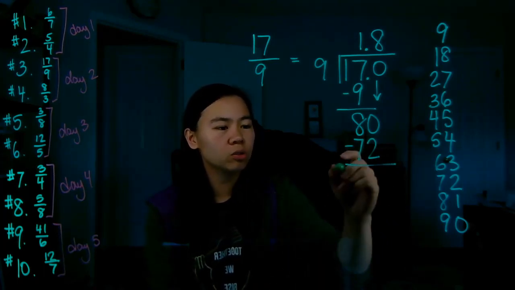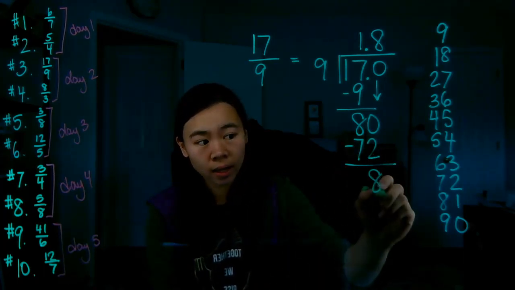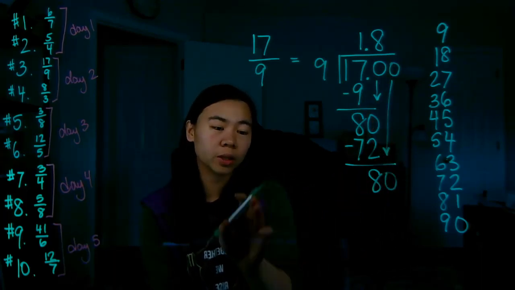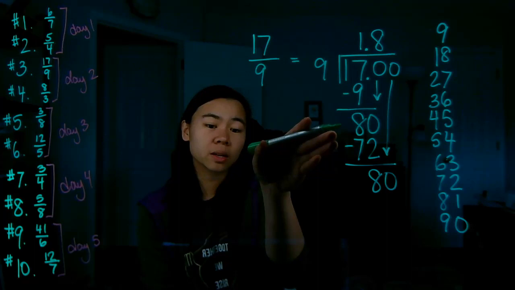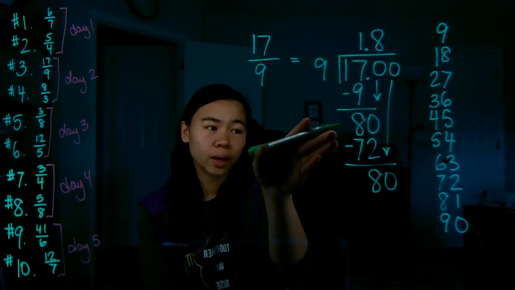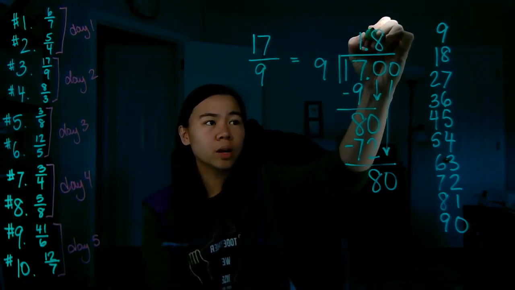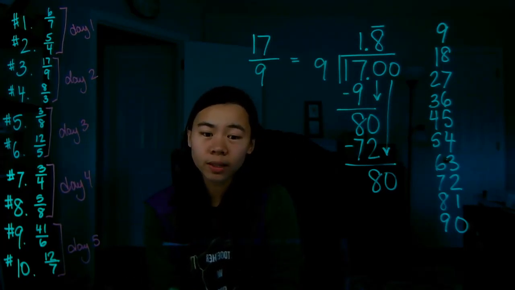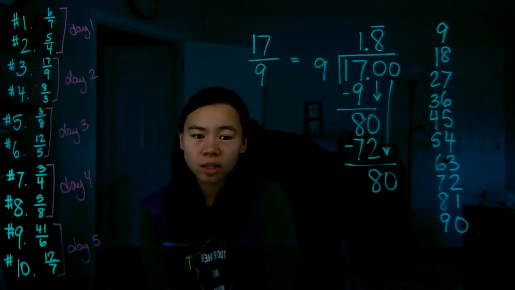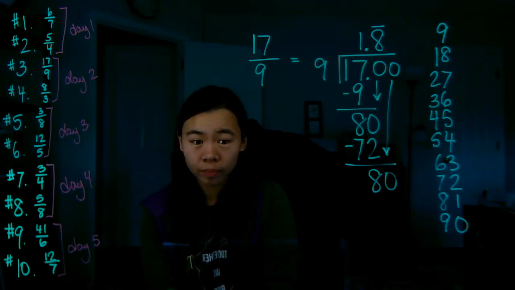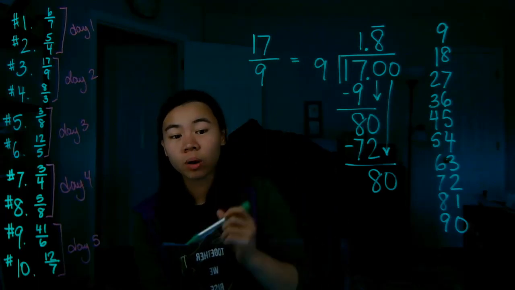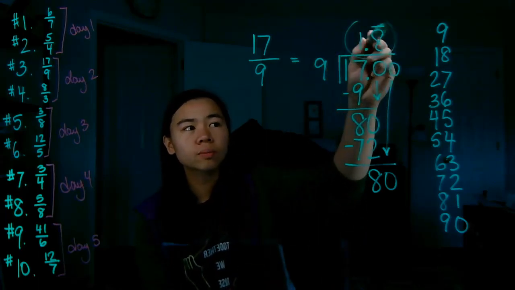80 minus 72 is 8, and you can see this is where our answer will start to repeat, because we just did how many times can 9 go into 80? 8 times. So we can go ahead and stop there. Let's put the hat on top of the 8. It tells me that the decimal 8 is what repeats. 17 ninths as a decimal is 1.8 repeating. And you can see that that is a number that is greater than 1 because it's an improper fraction. Okay, so that's your answer.